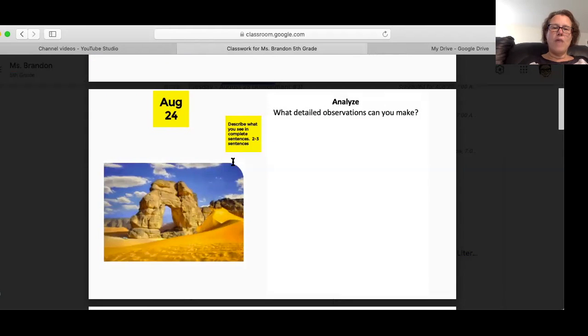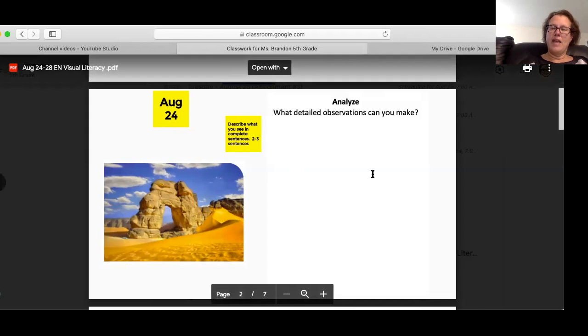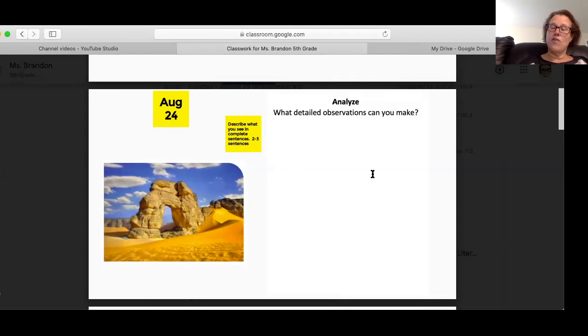So you want to describe what you see in this picture in complete sentences. We need 2 to 3 sentences. And question number 1 is, what detailed observations can you make? What do you see in this picture? 2 to 3 sentences of what you see. And again, you can write it on the PDF, or it's also available on Jamboard if that's easier for you, or you can write your answer on a piece of paper and upload the photo, okay? We have to be able to read it though, okay?